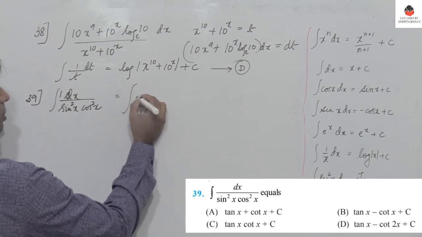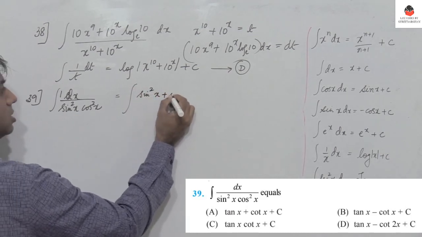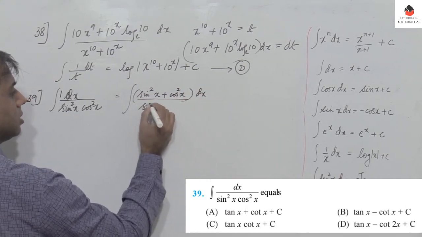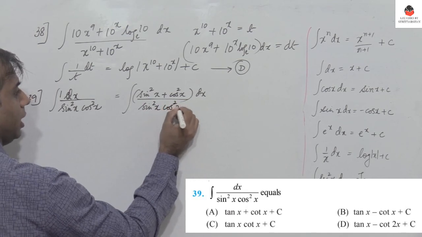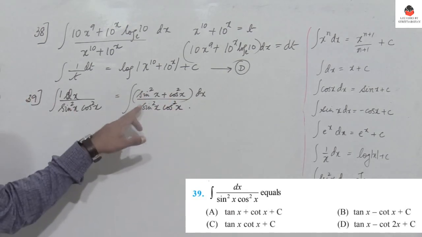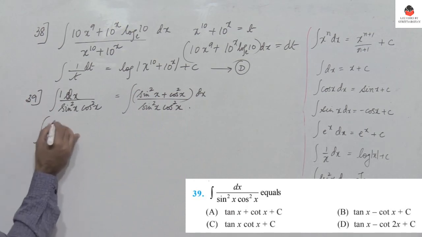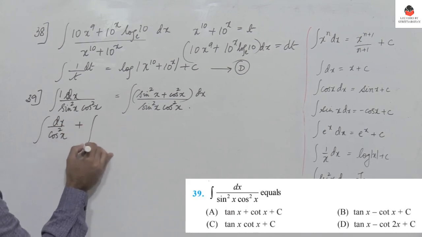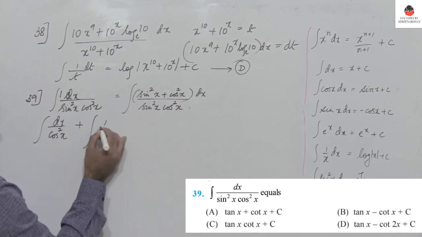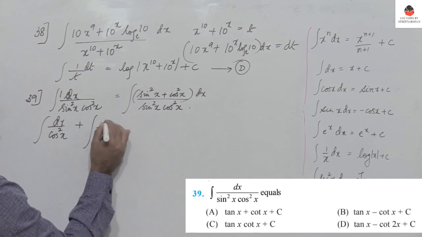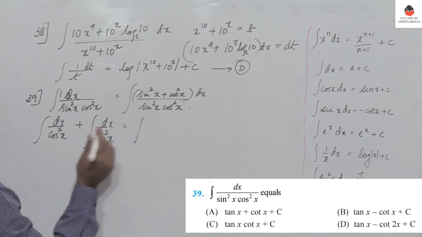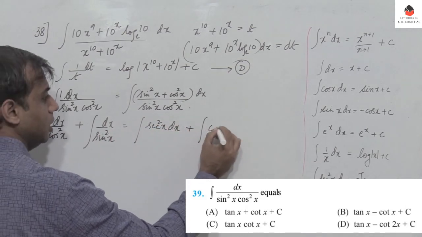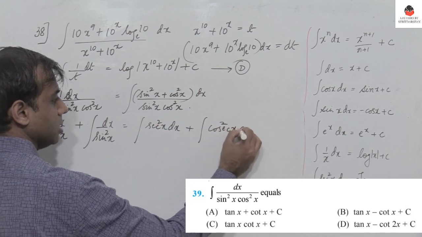Now we know that 1 can be written as sine squared x plus cos squared x, dx divided by sine squared x cos squared x. So what is sine squared x divided by the denominator? You get 1 by cos squared x dx, plus cos squared x divided by the denominator is 1 by sine squared x dx. So this is integral of secant squared x dx plus integral of cosecant squared x dx.